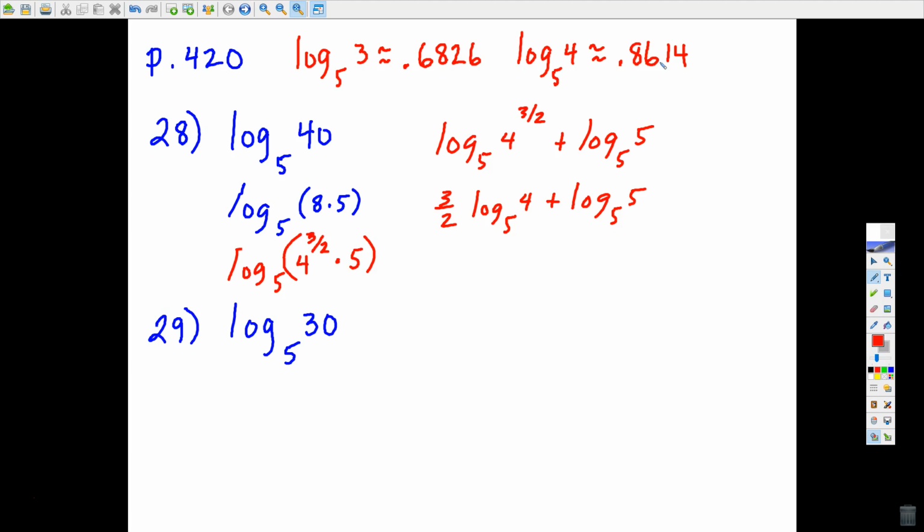We're given log base 5 of 4, so we need to grab our calculator, and all we have to do is take that decimal that is approximately log base 5 of 4 and multiply it by 3/2, or you could do 3 times this number in your calculator and then divide that by 2. Same thing. Let's see what we get. 3 times 0.8614 equals, and then divided by 2, that equals 1.2921.